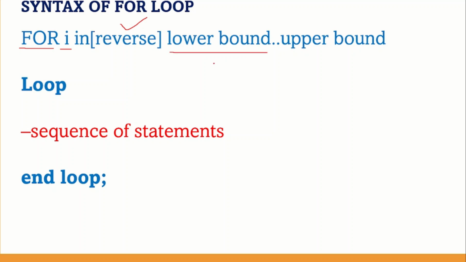Lower bound means the lowest value of I. This is I. And upper bound, say 10. This is how lower and upper bound are used. These 2 dots are mandatory. They are part of the syntax. So take care, you cannot keep it 1, you cannot keep it 3. It has to be 2. Now this is the beginning of the loop, this is the end of the loop. In between you have SQL statements.